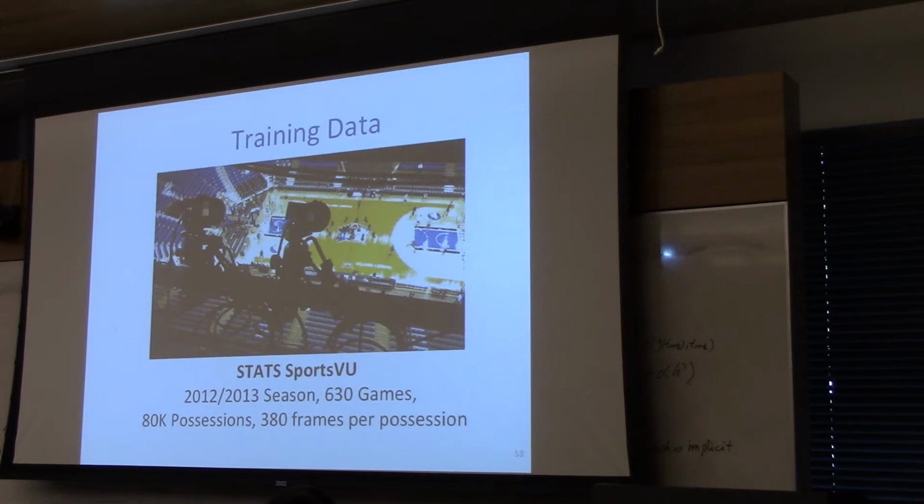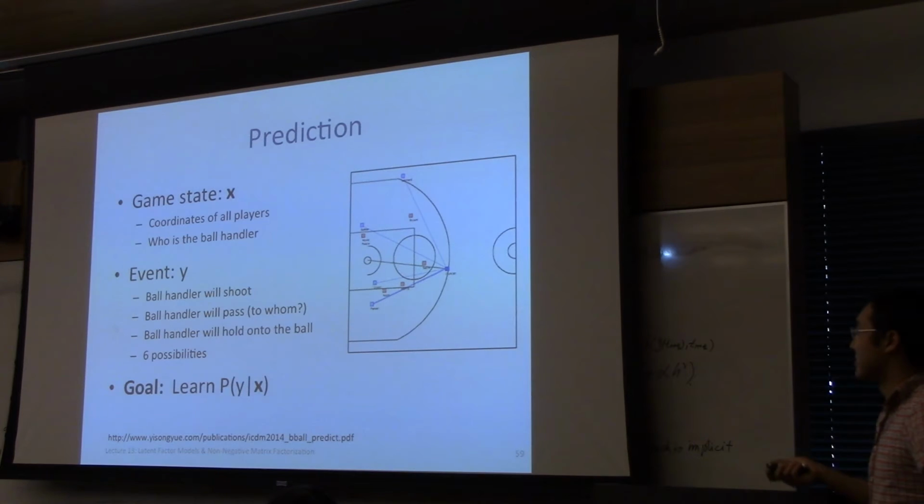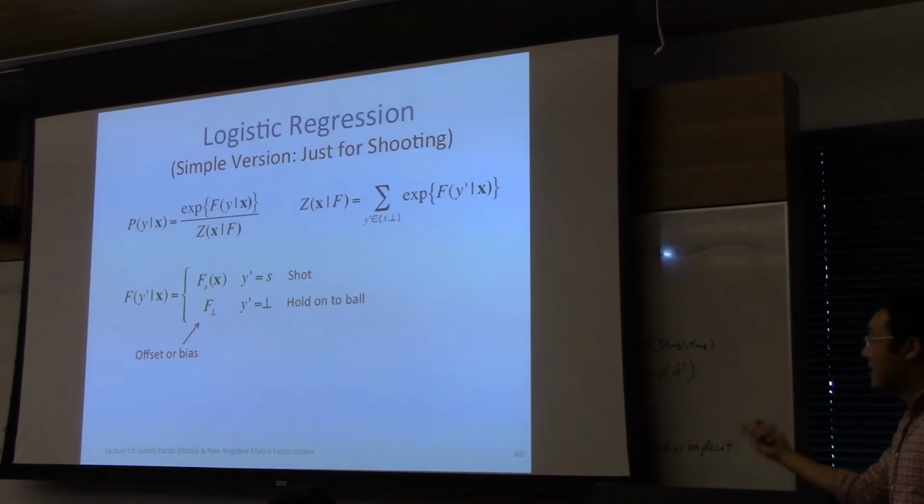The training data is provided by STATS SportVU, which actually provides the XY locations of where people shoot, where people had the ball and chose not to shoot, stuff like that. That's how we estimated the model. Looks like this. We learned this probabilistic model of actions like shoot, pass, and stuff like that. It's a logistic regression model actually that we trained on.